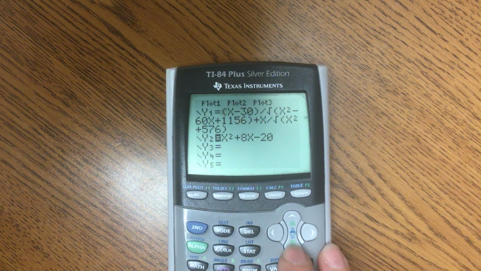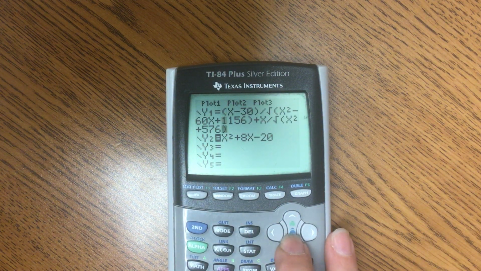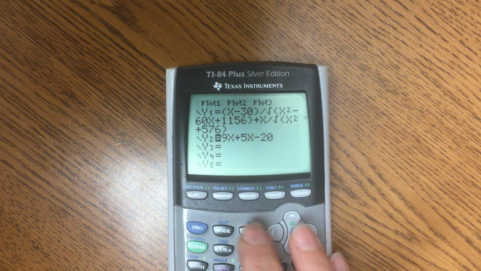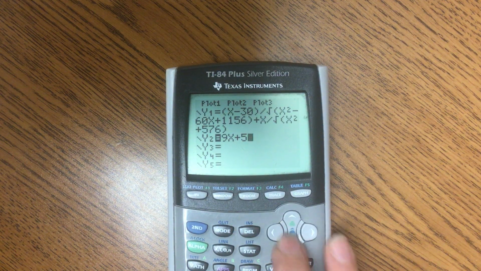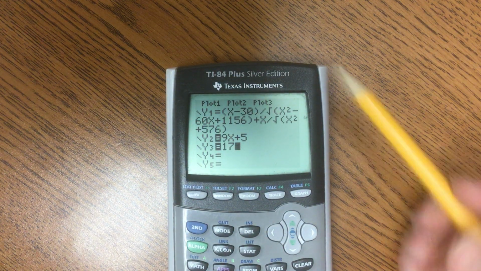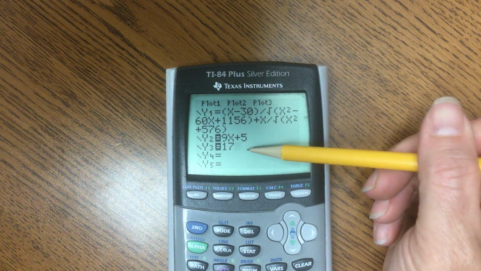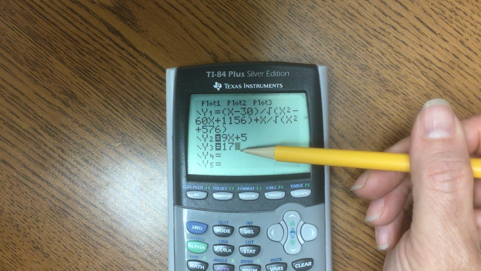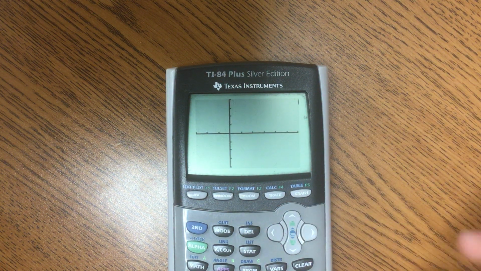Another thing you might want to do is solve an equation. So let's say we have, I don't know, 9x plus 5, and we want to know where that equals 17. Okay, so you'd be solving the equation 9x plus 5 equals 17. Put one side in y1, one side in y2, and hit graph.